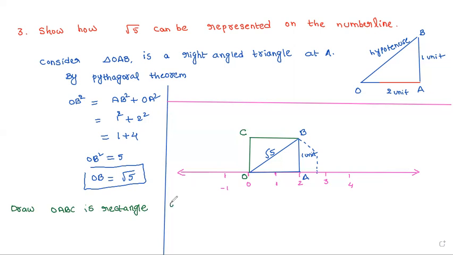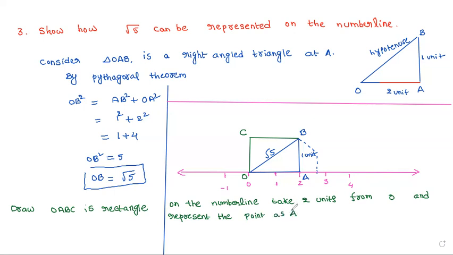So on the number line, take 2 units from O, and represent the point as A. Draw the perpendicular and mark B such that AB is equal to 1 unit.